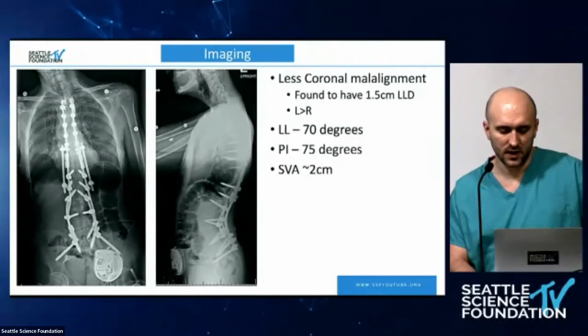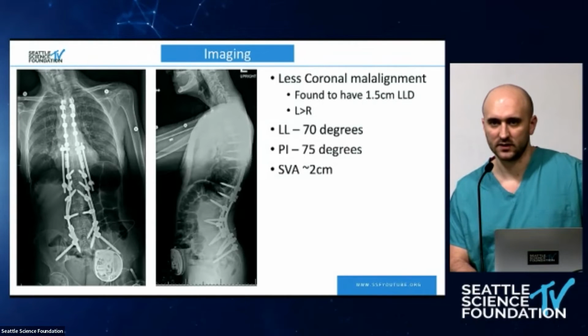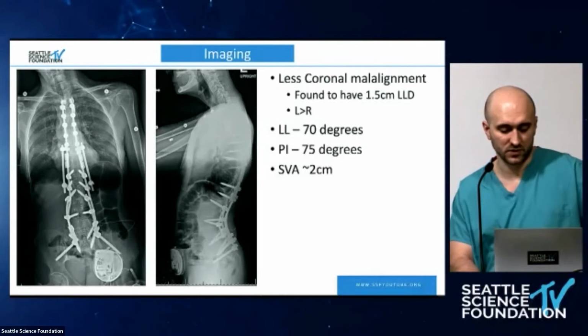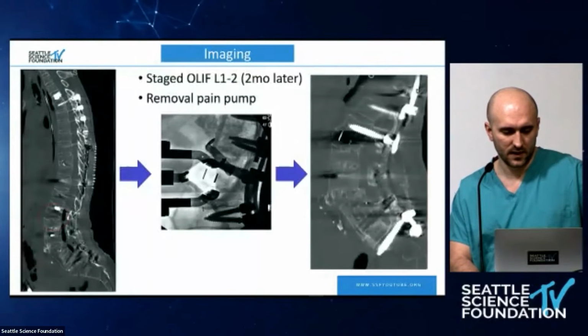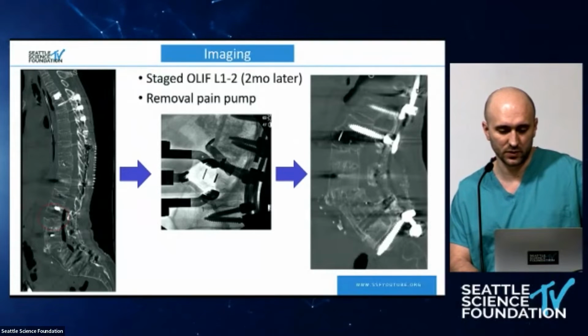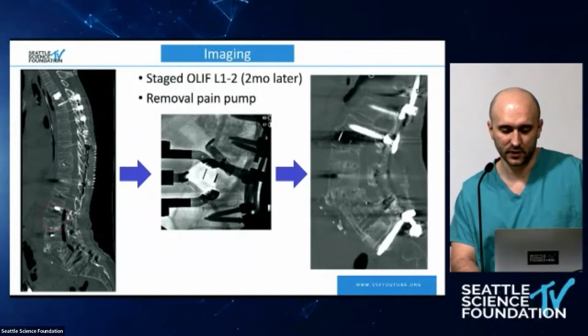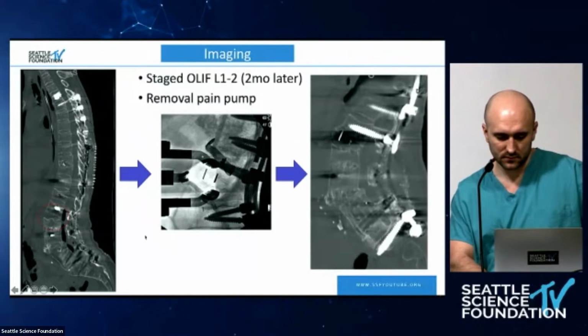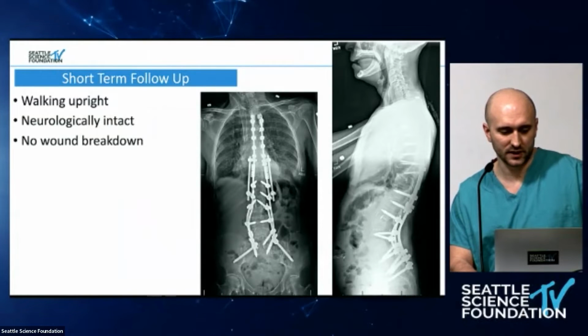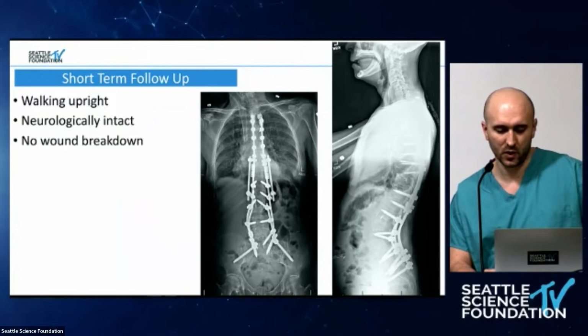So you can see if we would have had that technology, we would have been able to know that the patient did have a leg length discrepancy, left greater than right, which was contributing to their coronal malalignment, but much improved alignment here. The patient actually went for a staged OLIF at L1-2 2 months later, and removal of that anterior pain pump. You could see that there was a large gap disc here that went for the OLIF. They're walking upright and neurologically intact with their short-term follow-up and no wound breakdown.